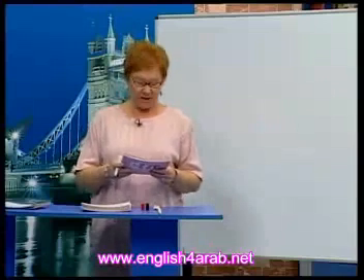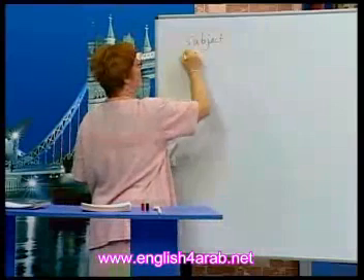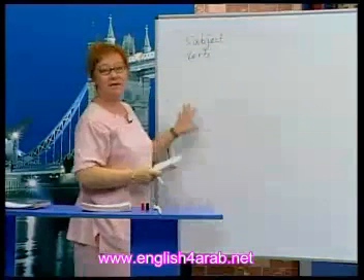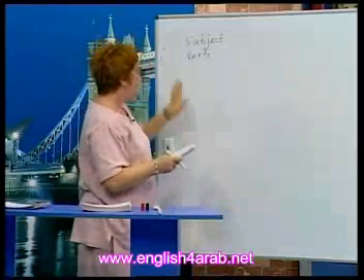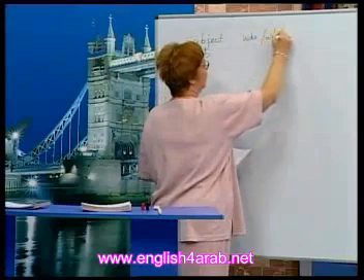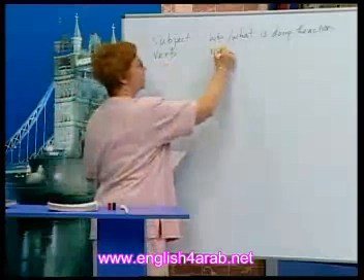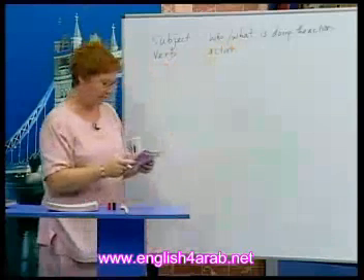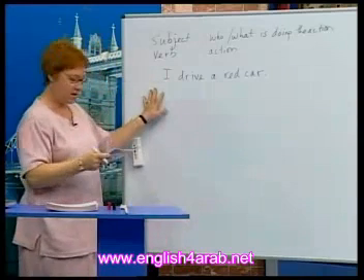Now, when we make sentences, we need a subject and a verb. Every sentence in English has a subject and a verb. The subject tells us who or what is doing the action. And the verb is usually some kind of action. Okay? Now, here's an example. I drive a red car.